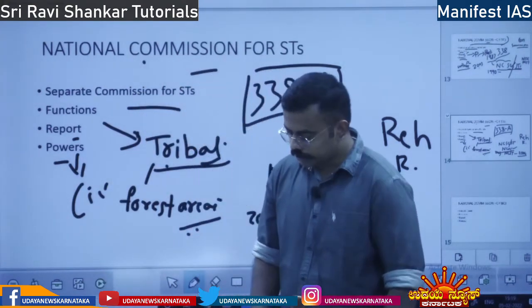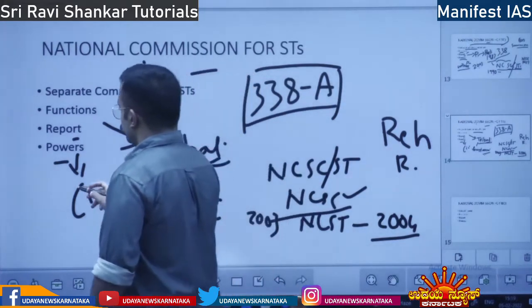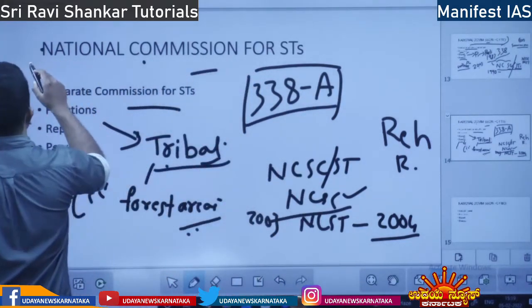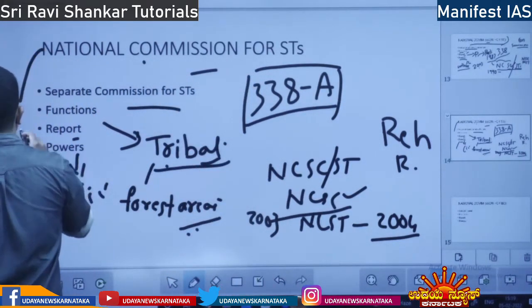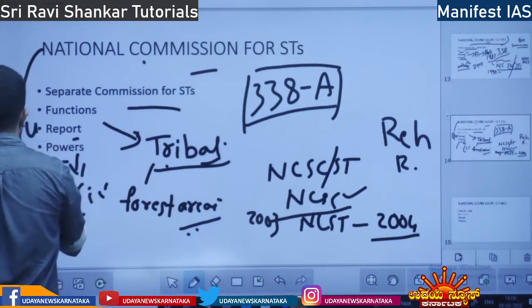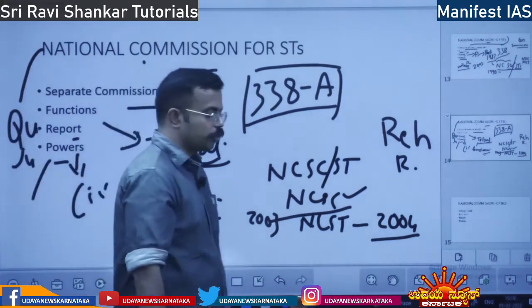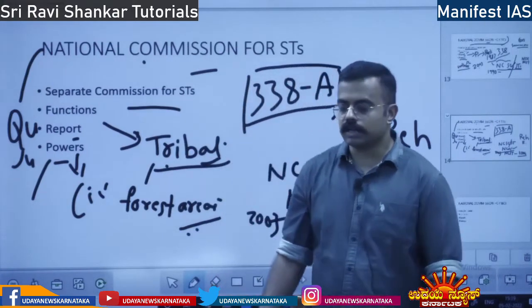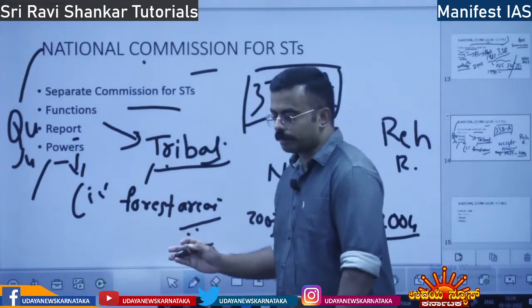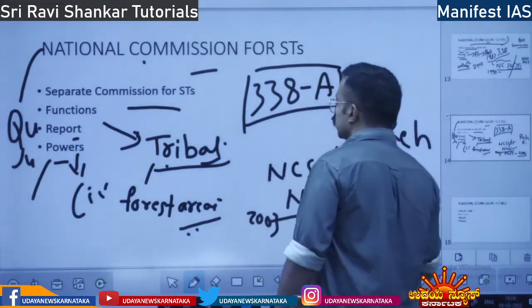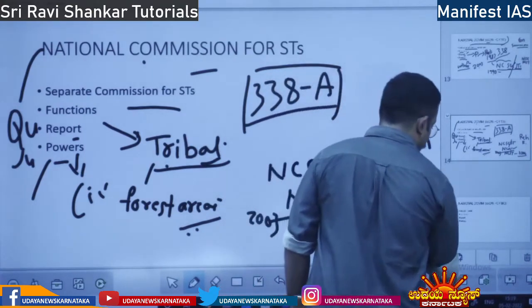So what is it called? It has judiciary powers also. It has executive powers also. These types of bodies are called quasi-judicial bodies. Quasi-judicial bodies. They are neither completely judicial, nor completely executive. They are quasi-judicial bodies. Okay.